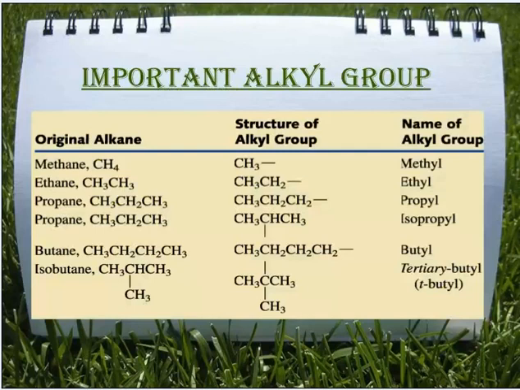Important alkyl groups: methyl CH3, ethyl CH3CH2, propyl CH3CH2CH2, isopropyl CH3CHCH3, butyl CH3CH2CH2CH2. Tertiary butyl is different than butyl in the branching only.